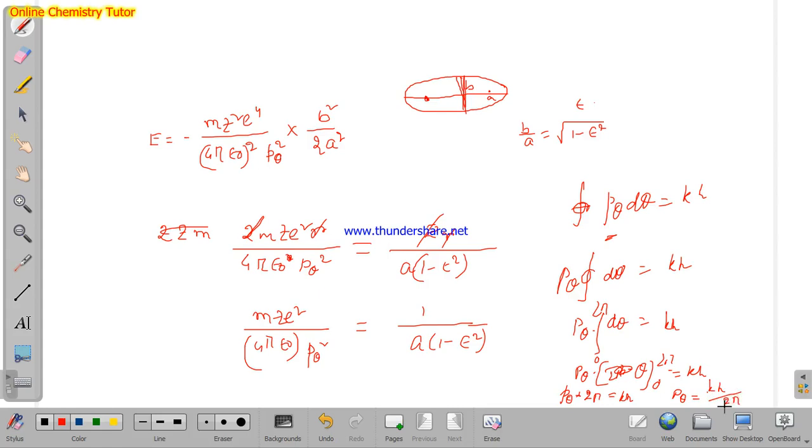We have derived it also in our previous video. Now, what is the value of p theta? It is equal to kh by 2 pi. And we know the value of b by a equal to square root of 1 minus epsilon square, so b square by a square equal to 1 minus epsilon square. And we know that b by a equal to k by n.